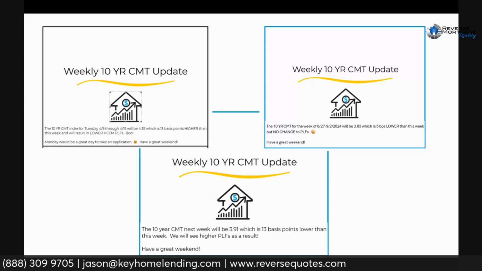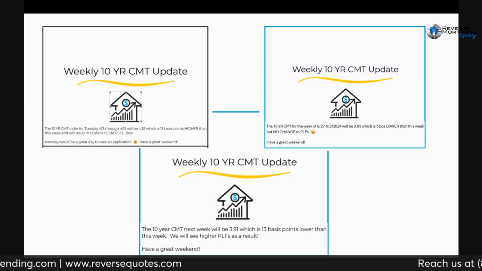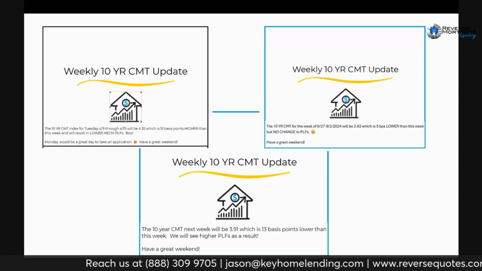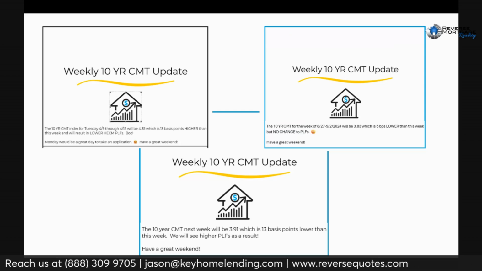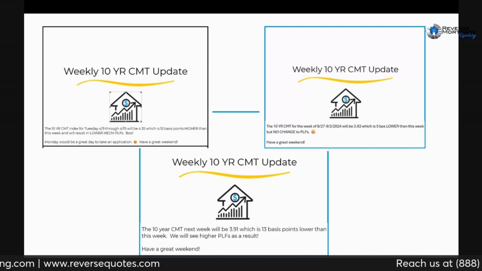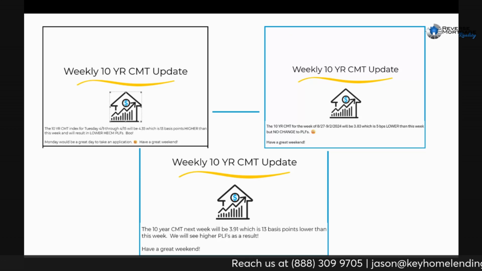Now let's look at this one to the right. This is the one that actually came out on Friday. The 10-year CMT will be 3.83, which is 5 basis points lower. But because it's barely a change, a tiny little change, there is no change to PLFs, no change to loan sizes. So that's how I know I can tell you on Tuesday, the rates and the loan sizes are going to be the exact same as they were last week. And finally, here they go.